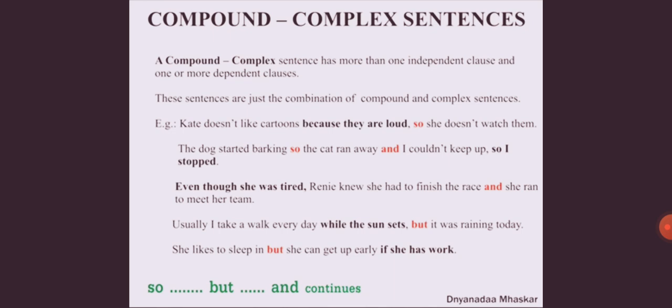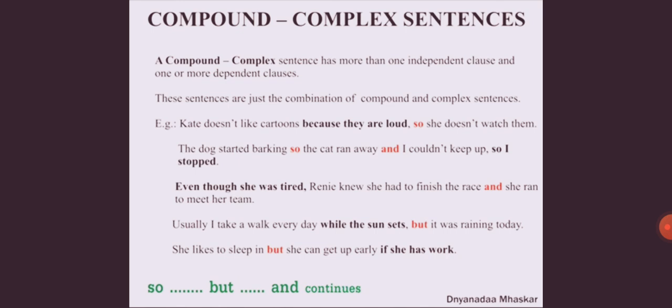The dog started barking, so the cat ran away, and I couldn't keep up, so I stopped. In this sentence, there are two coordinating conjunctions used, so and and. Third one, even though she was tired, Rainy knew she had to finish the race and she ran to meet her team. Even though she was tired is a dependent clause. The other two sentences are joined by and, which is a coordinating conjunction.